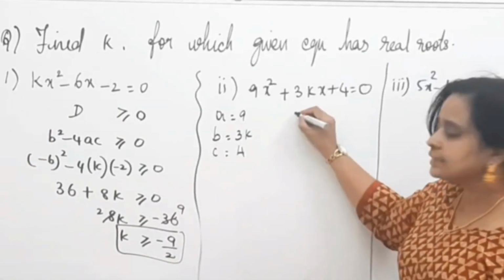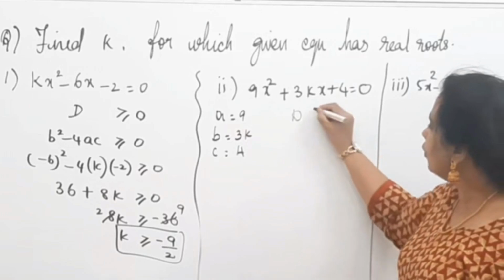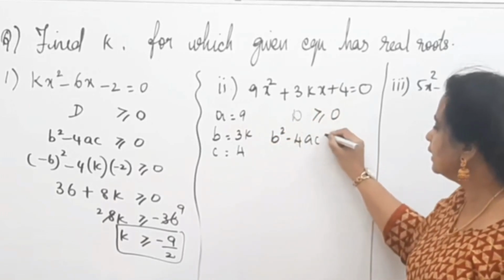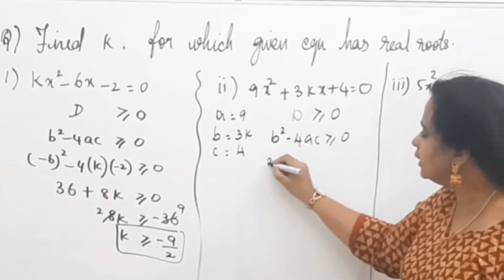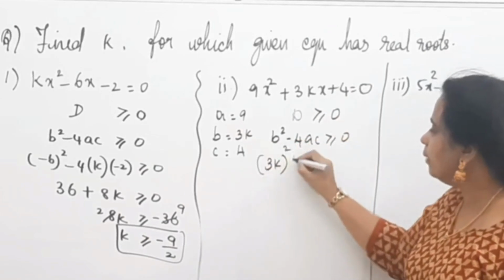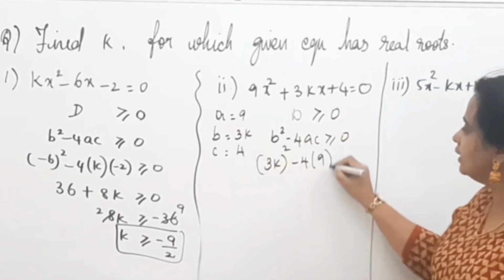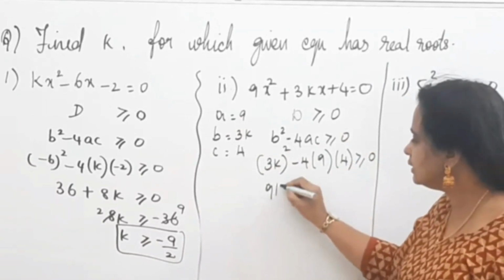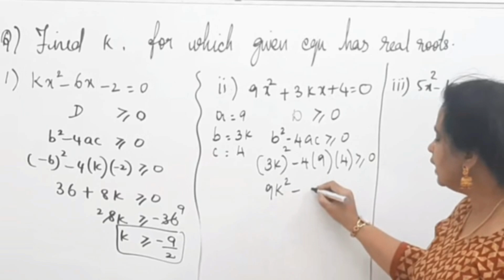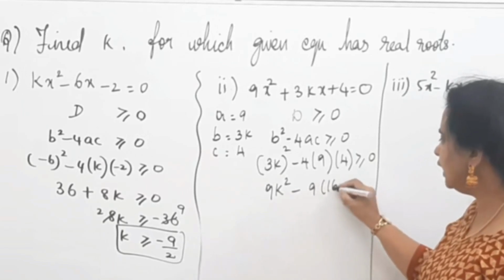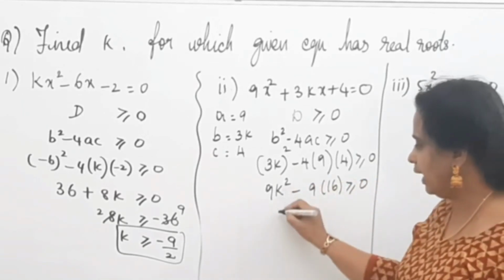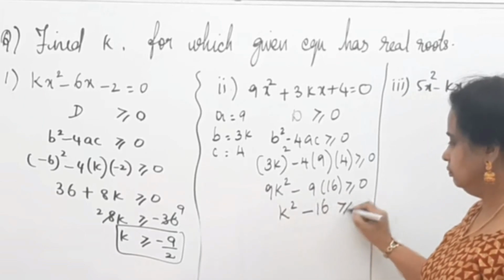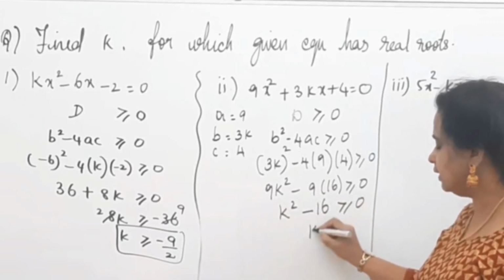So children, in this case also D is greater than or equal to 0. That means b square minus 4ac is greater than or equal to 0. My b square is 3k the whole square, minus 4 into a is 9 and c is 4, which is greater than or equal to 0. I can write this as 9k square minus 9 into 16 greater than or equal to 0. 9 is taken outside and becomes 0. So k square minus 16 is greater than or equal to 0.